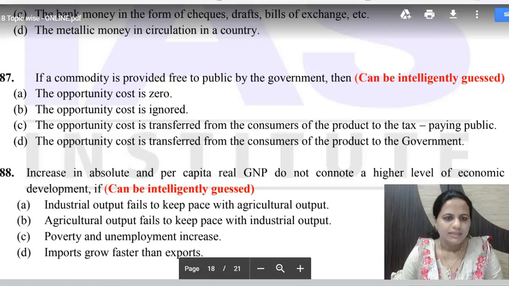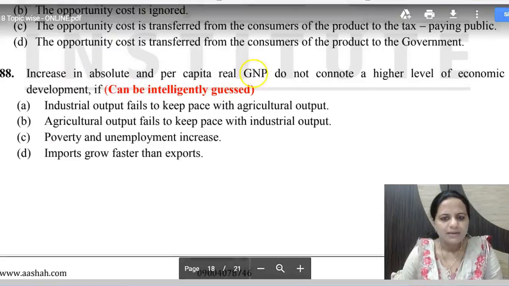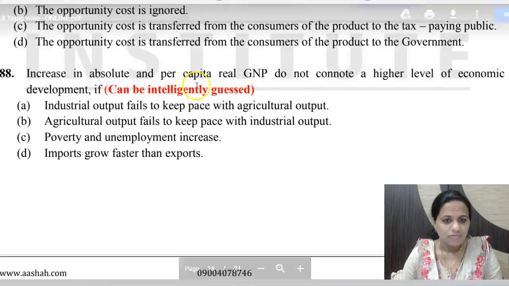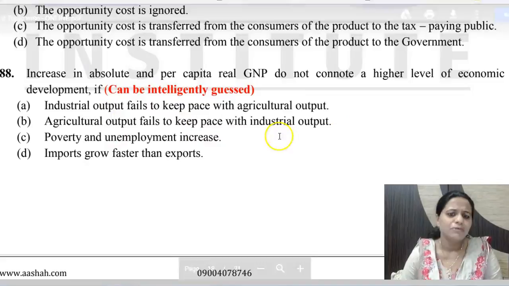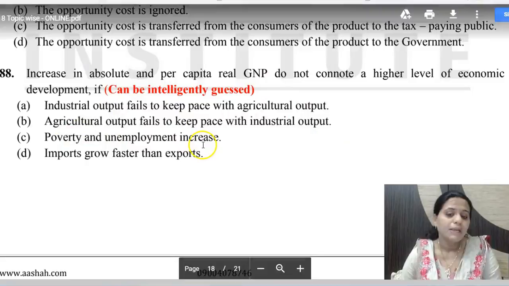Then next is, increase in absolute and per capita real GNP do not connote a higher level of economic development if, so if per capita real GNP is increased, it will not result in higher level of economic development if industrial output fails to keep pace with agricultural output. That does not make sense. Agricultural output fails to keep pace with industrial output. Again, does not make sense. Poverty and unemployment increase means GNP per capita is increasing.